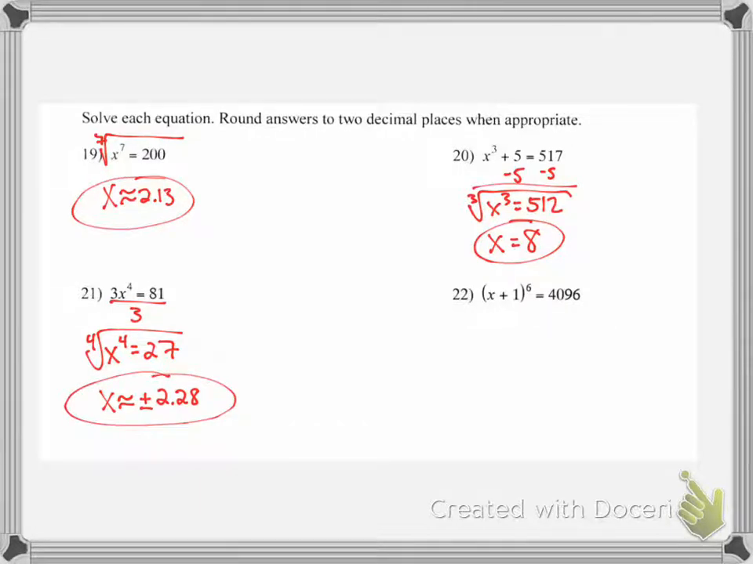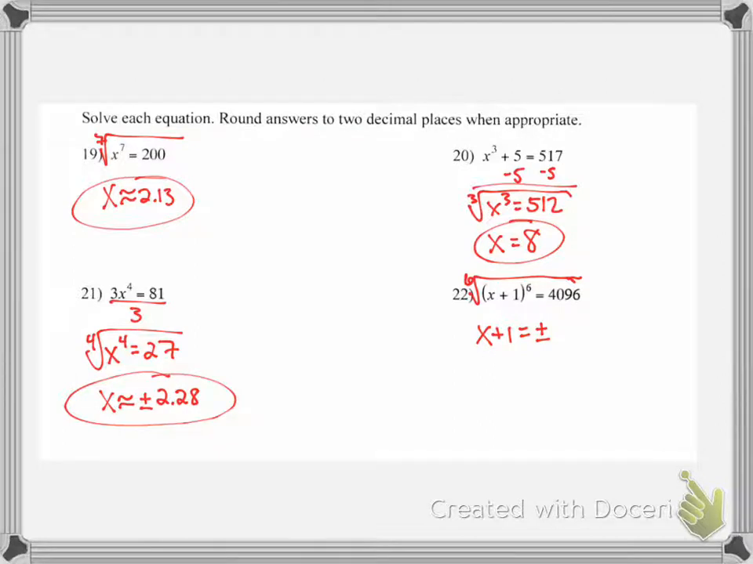And finally, 22. So here I have an expression locked in parentheses to the 6th power. So (x + 1) to the 6th equals 4096. Since everything's locked in the parentheses there, I do have to get rid of the exponent first. So again, I'm going to undo it by taking the 6th root, leaving me with x + 1 equals, even numbered root, here comes my plus minus sign.